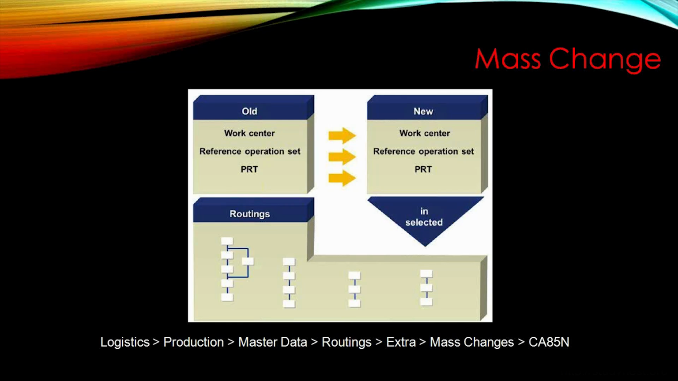Now it's not advisable to open each routing and replace the work center with the new one. If there are thousands of routings, it will take many days just to change it, but using the mass change function, the system can do it in just a few minutes. Thousands of records can be changed in a few minutes. So let me show you how you can do the mass change. That is the menu path, or CAT5N is the transaction.